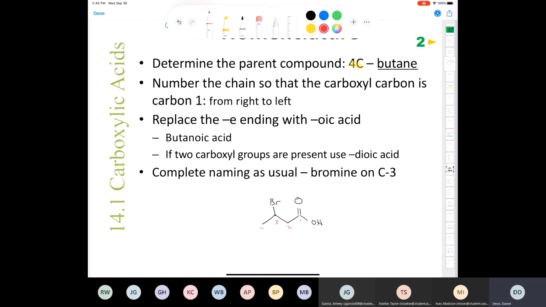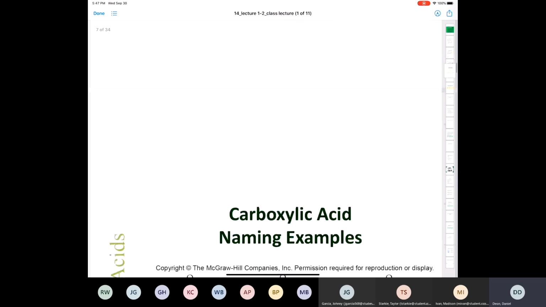1, 2, 3, 4. If we have a 4-carbon hydrocarbon, that is butane. So what we do is we drop the E on the end and we replace it with oic acid. So this becomes butanoic acid. And then we number and name the substituents. We have a bromine on carbon 3, and so this would be 3-bromobutanoic acid. Tidy it up. There we go. So that's how we name a carboxylic acid.